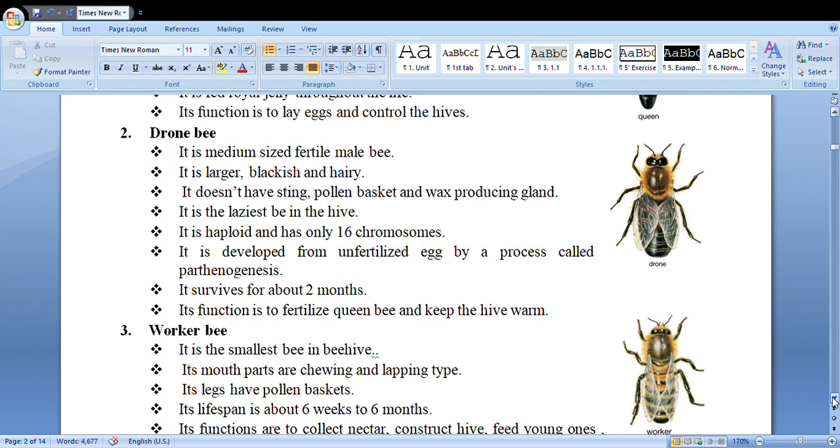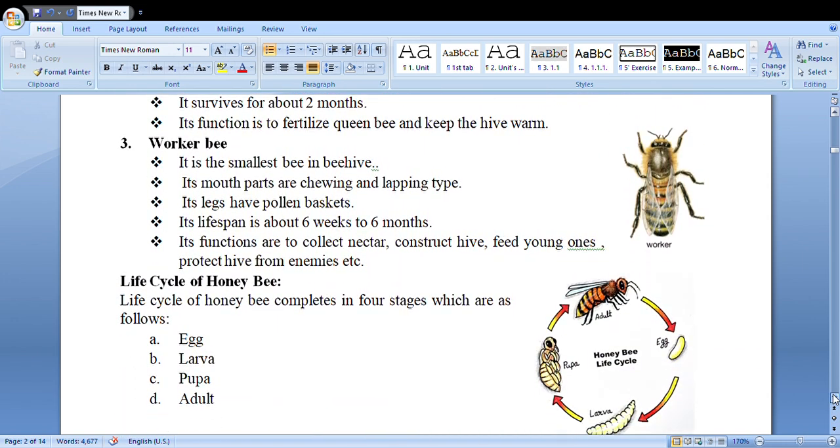Now the third type of bee is the worker bee. It is the smallest bee in the hive. Its mouth parts are of chewing and lapping type. Its legs have a pollen basket.